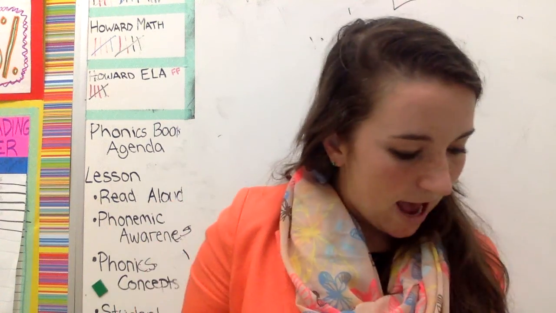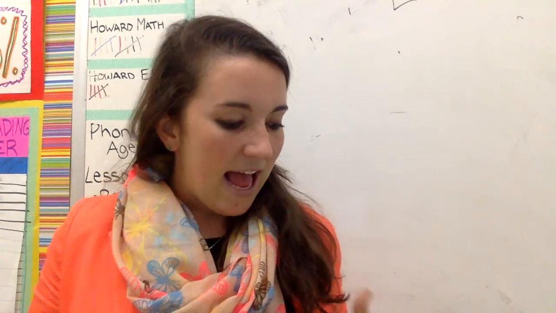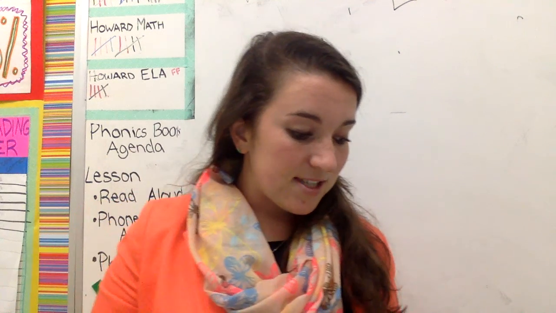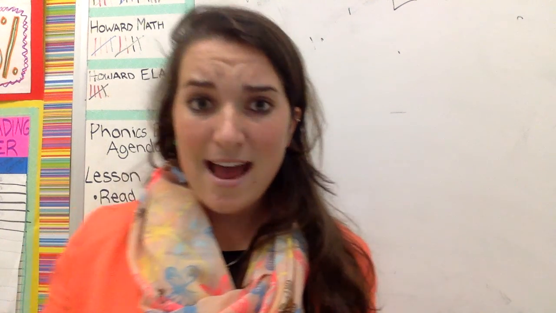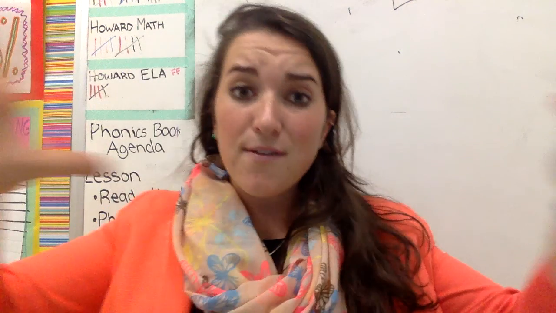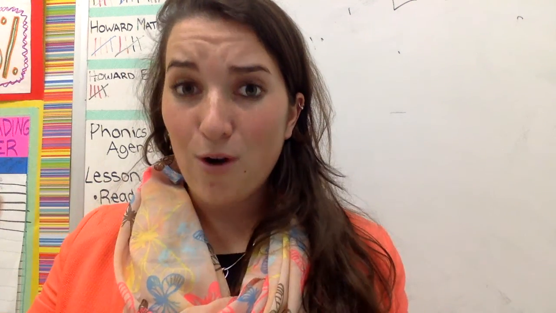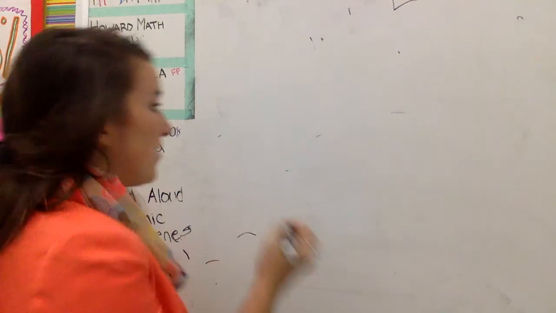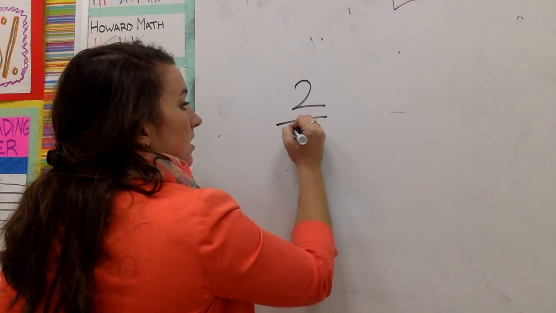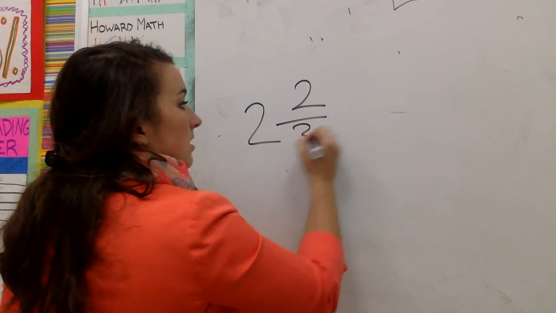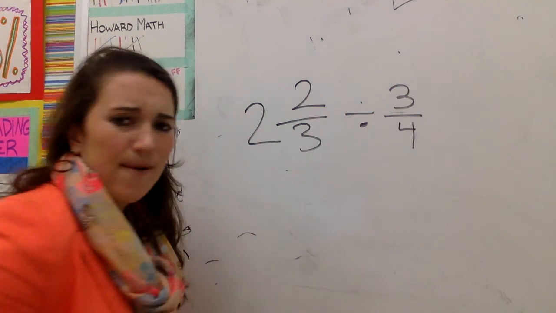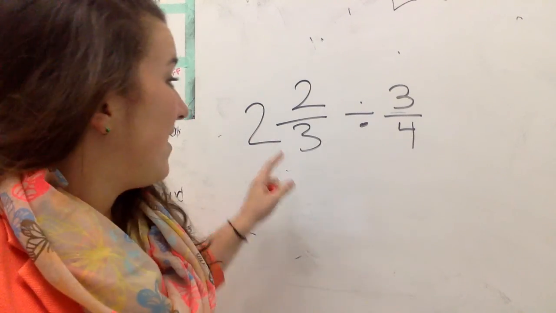All right, so here we have a word problem. There are 2 2/3 pounds of Skittles in each large bag, and the entire bag is split equally among a group of friends. If each person eats 3/4 pounds, how many people can share the bag? So we have a big bag split into groups of 3/4. So we are dividing because we are splitting into groups. So we have 2 2/3 divided by 3/4.